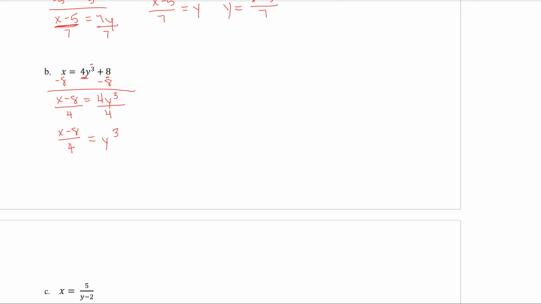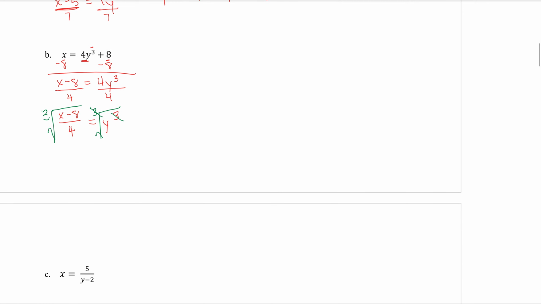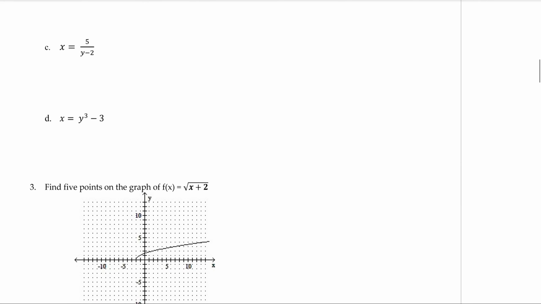Now, how do I get rid of a cube? I know I'm going to cube root it. And whatever I do to one side, I have to do to the entire other side. So I take the cube root of the entire other side. So these are gone, and I get y equals the cube root of x minus 8 all over 4. Now I cannot take the cube root of 4, so I cannot reduce this any further. It is going to stay exactly the way that it is. And we're going to move on to the next one.